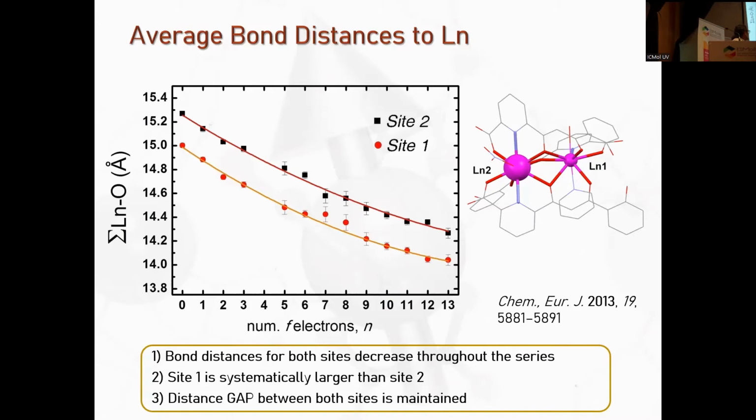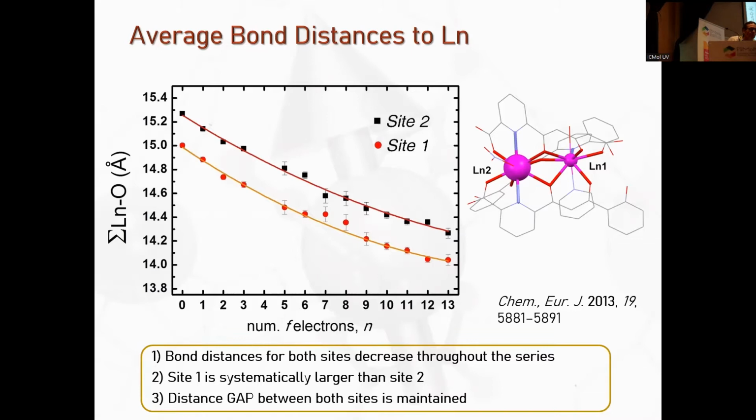And this is the effect of the so-called lanthanide contraction. This is a well-known effect. So the lanthanides become smaller as they are heavier, okay? We see that. But what we see also is that for all the molecules, there is always a difference between the bond distances in one position with respect to the other one. So this is a quite significant and quite peculiar behavior where we see constantly a gap between both bond distances, no matter which lanthanide we're looking at.